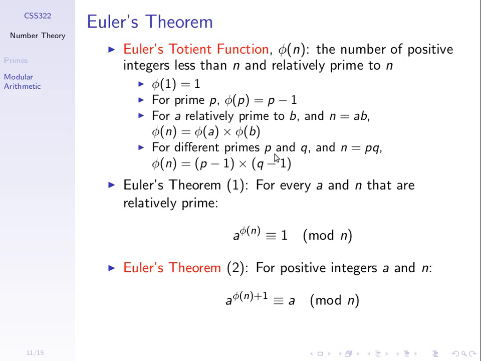And in fact, this second case for different primes is just a subcase of this one. Two different primes are always relatively prime with each other. If we have two primes, 7 and 11, their greatest common divisor must be 1 by the fact that they're both different primes.